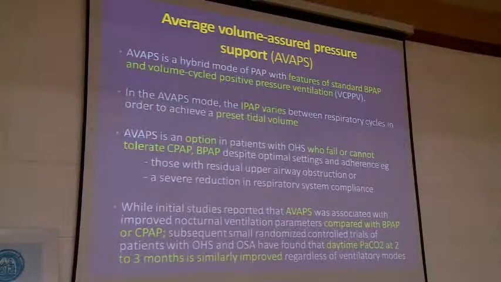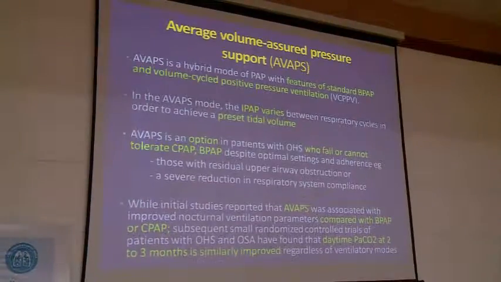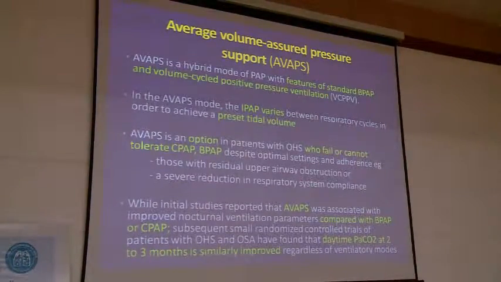AVAPS is quite interesting. Over here, we have to have inspiratory pressure, which is between a range, say 15 to 20. Expiratory pressure is the same, and we decide how much tidal volume we want to give to the patient. If I decide I want to give a tidal volume of 500 per breath, and I've kept the pressure as 15 to 20, then the machine itself decides what pressure to reach and will deliver this volume.